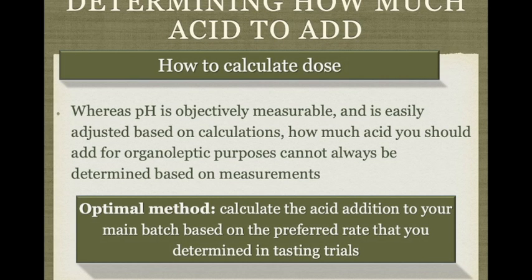So, determining how much acid to add: pH is easy. You can measure it, you can do a calculation, and you can just add acid to make that pH go down to where you want it to be. But when you're trying to decide how much acid to add for balance and for flavor, there really isn't a formula for how to do this. I already mentioned, try to stay away from the recommended target ranges for acidity recommended for wine, because they don't always translate well into mead. The best way is to calculate your acid addition based on what you determine in tasting trials.